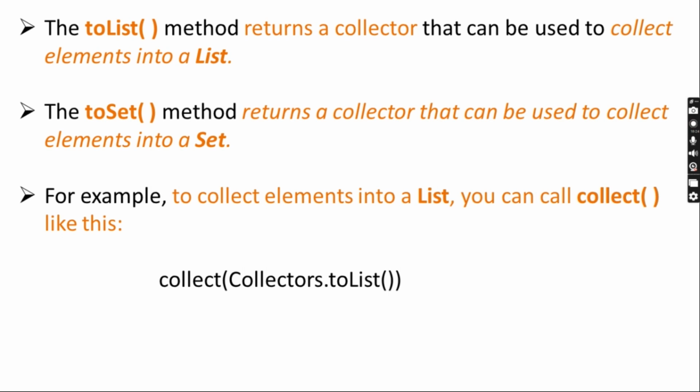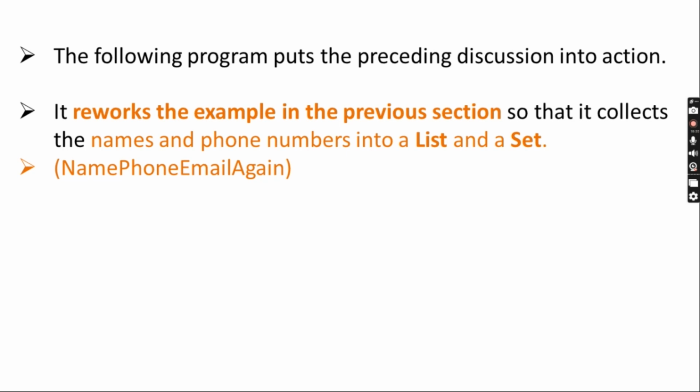So how to use it? Call the collect method like below, collect Collectors.toList. So all the elements will be collected to the list. Now we will see the example in practice. It will have the same example, name, phone, email, that we have seen. It collects the name and phone numbers into a list and a set.